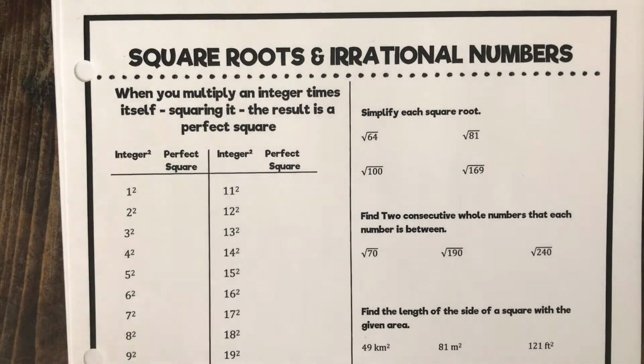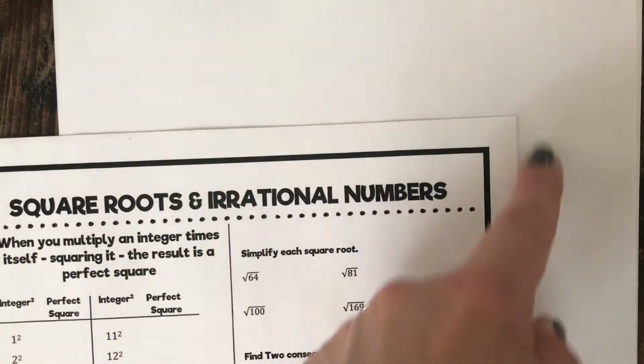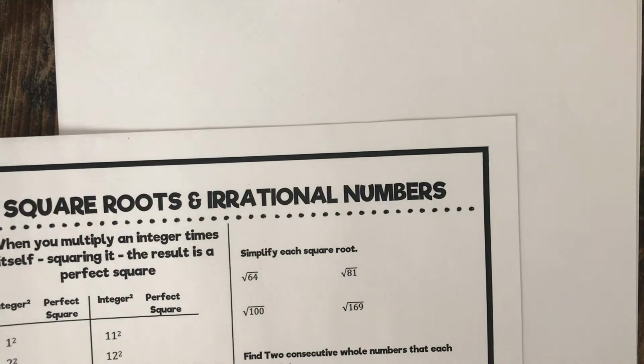Okay, here we go. Today we're going to talk about square roots and irrational numbers. If you have a printer, make sure you print off the notes so you can fill them out as we go along. If you don't have a printer, just get a piece of blank paper and try to copy down as much as you can.